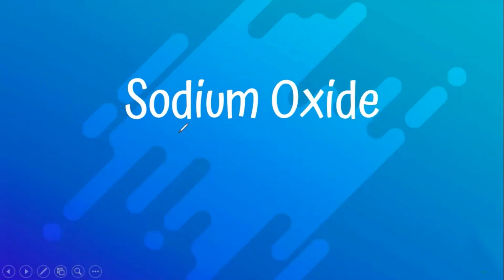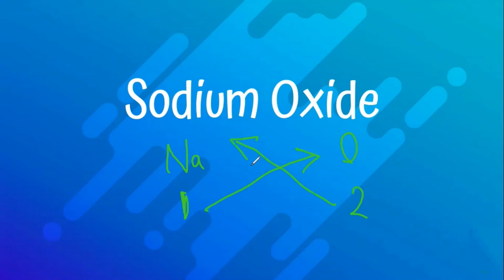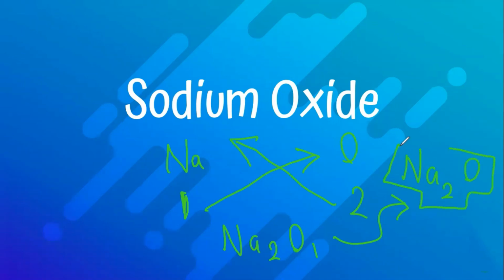Sodium oxide. The chemical symbol of sodium is Na, and oxygen is O. The valency of sodium is 1 and oxygen is 2. So if we exchange these valencies, Na2O1, finally we write here Na2O. Chemical formula for sodium oxide.